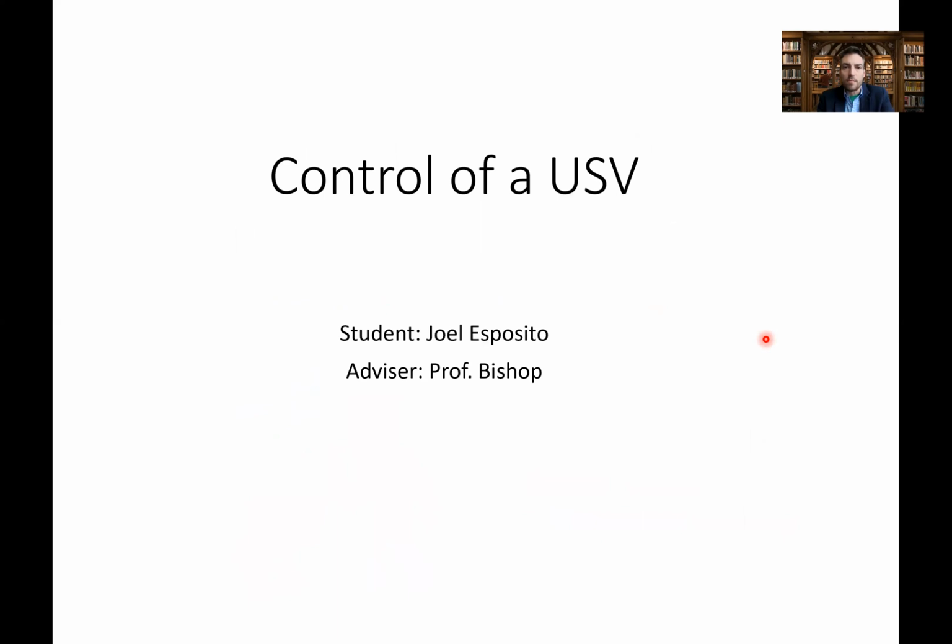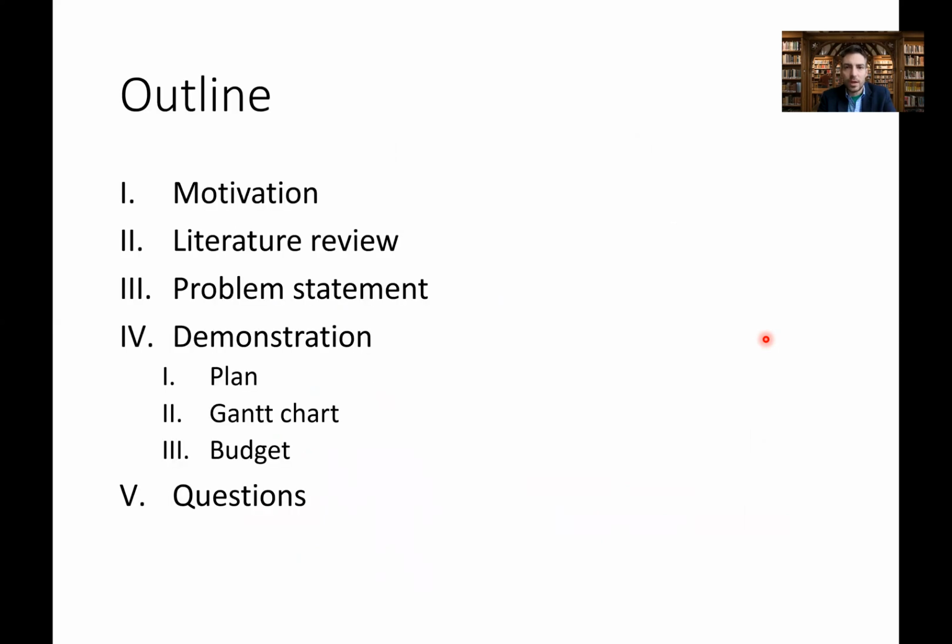So I'd like to welcome my audience. My name's Joel Esposito, and this is my research proposal, control of a USV. An outline of my talk. First, I will give some motivation for the talk. Then I will do the literature review. Then I will discuss my problem statement. I'll show you some of my demonstration, which includes my plan for my activities of next year, as well as a Gantt chart and a budget. And then I'll take questions.